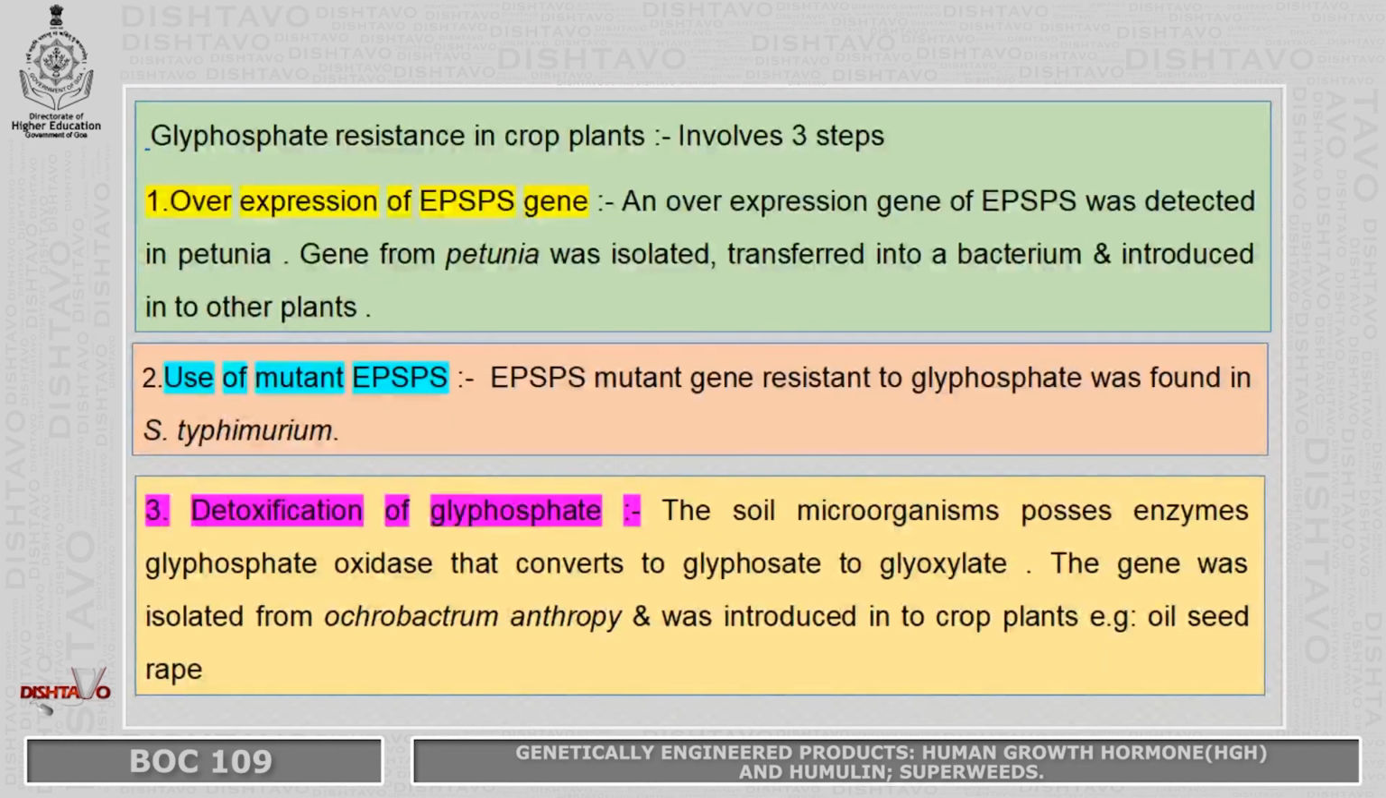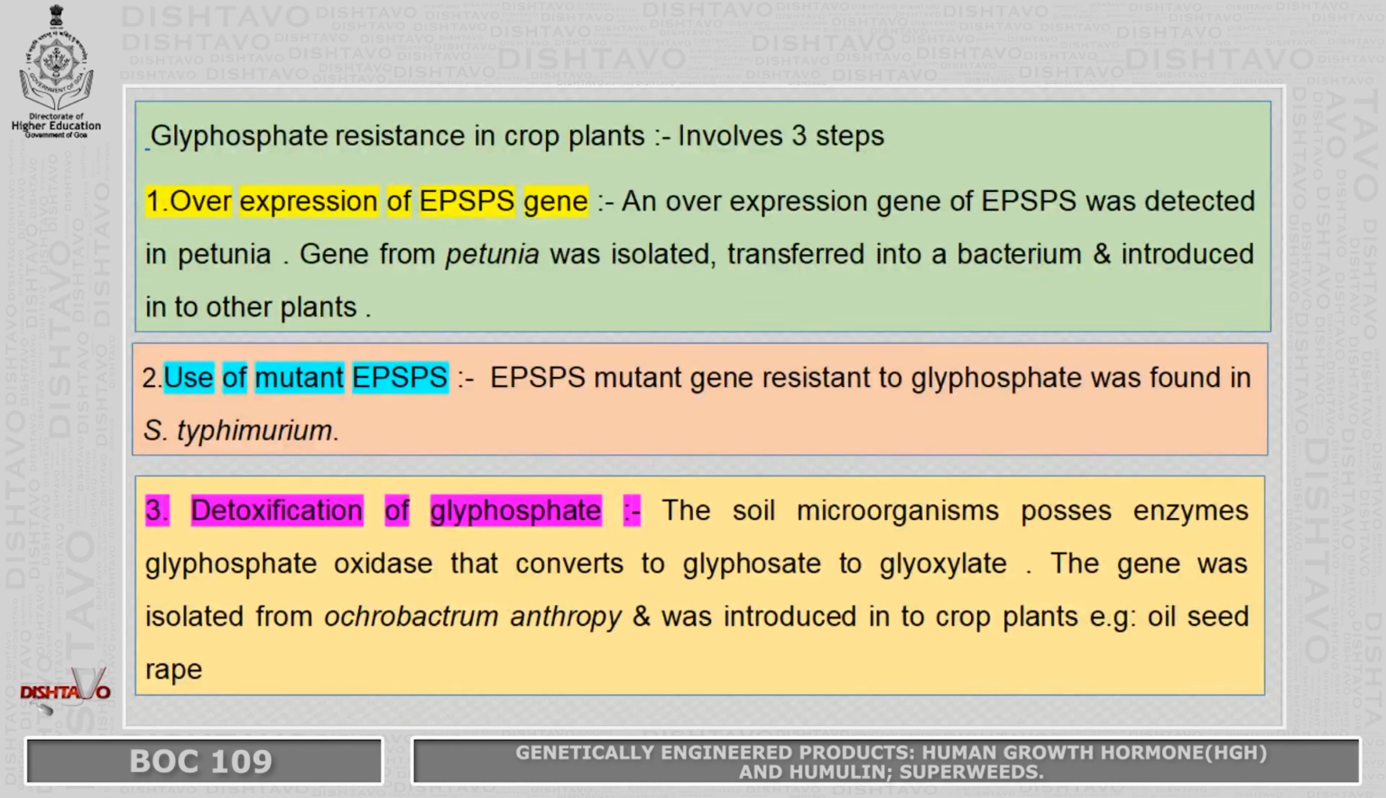Now, the first one, overexpression of the EPSPS gene. This overexpression gene is found in the Petunia plant and was isolated from there, transferred into a bacterium, and then introduced into other plants. Then, the mutant EPSPS gene is found in S. typhimurium, which is also isolated and transferred into a plant.